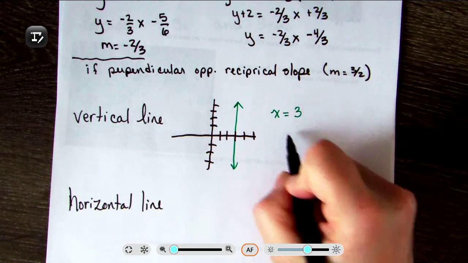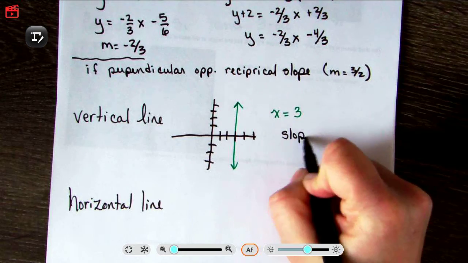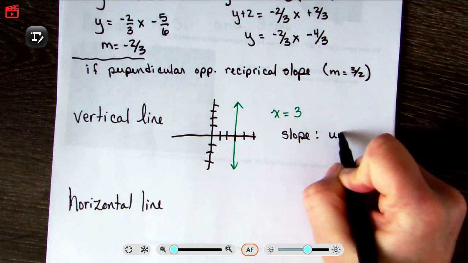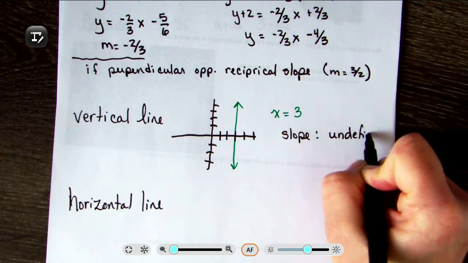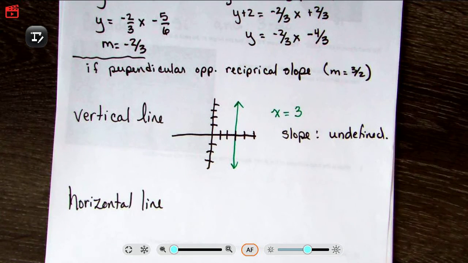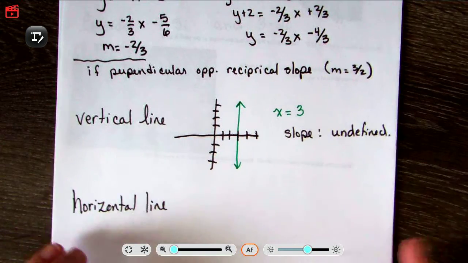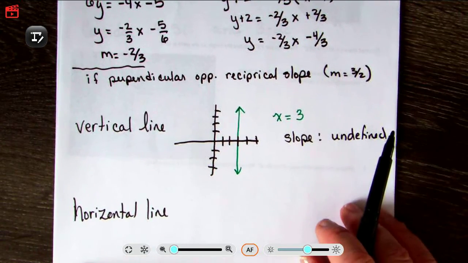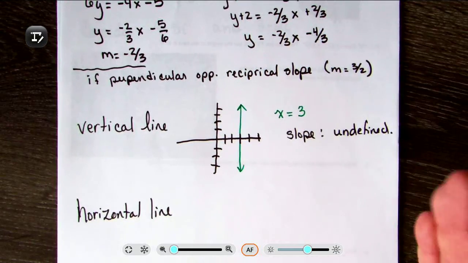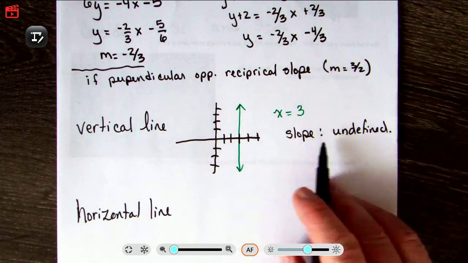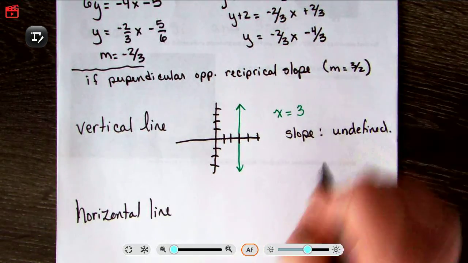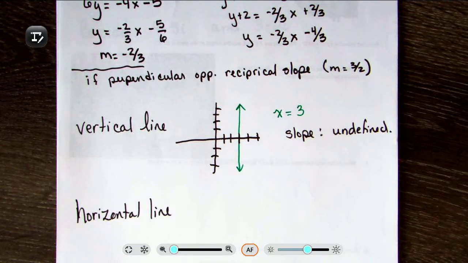The slope of a vertical line is undefined. If you tried to calculate it using the slope formula, change in y over change in x, you're going to be dividing by 0, which we cannot do. So we say the slope is undefined. It's so steep we can't measure it. So that's why it does not fall into our y equals mx plus b, because there is no m.